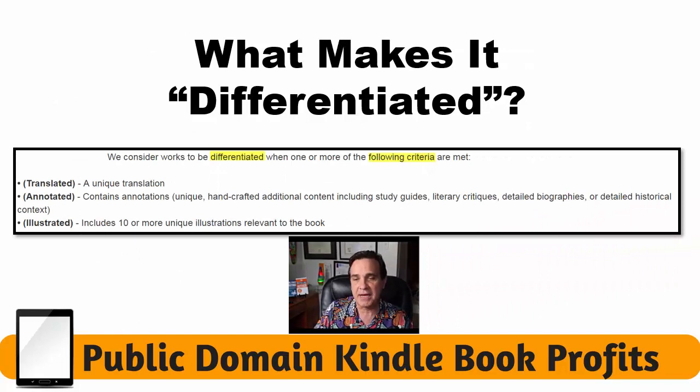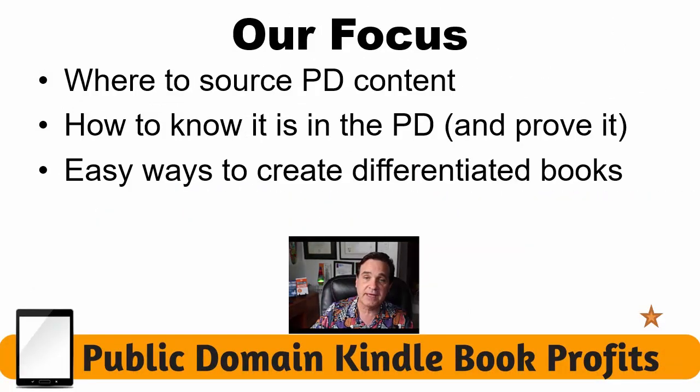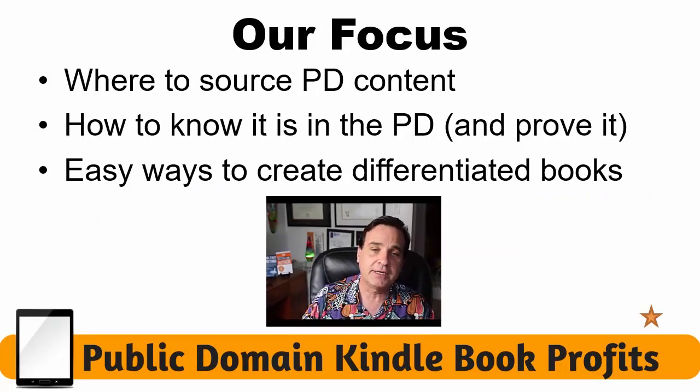Well, according to Amazon, it is differentiated when one of the following criteria is met. It's either translated, annotated, or illustrated. And I'll talk about each one of these in turn. Our focus in today's video is, number one, where to source our public domain content, how to know that it is in the public domain and prove it, because about 1 in 10 titles that I put up on Amazon, they will ask. Amazon will say, hey, prove this is in the public domain.